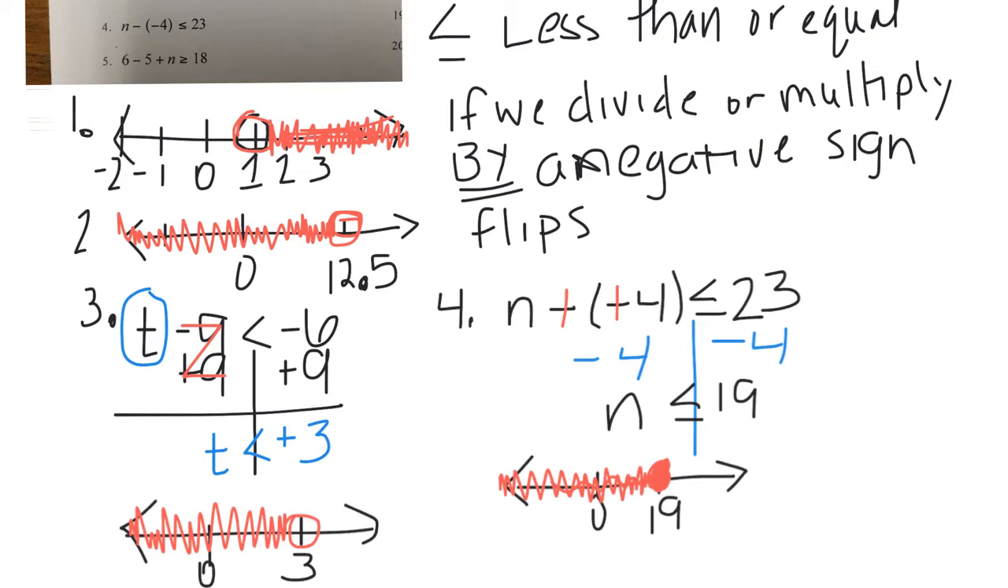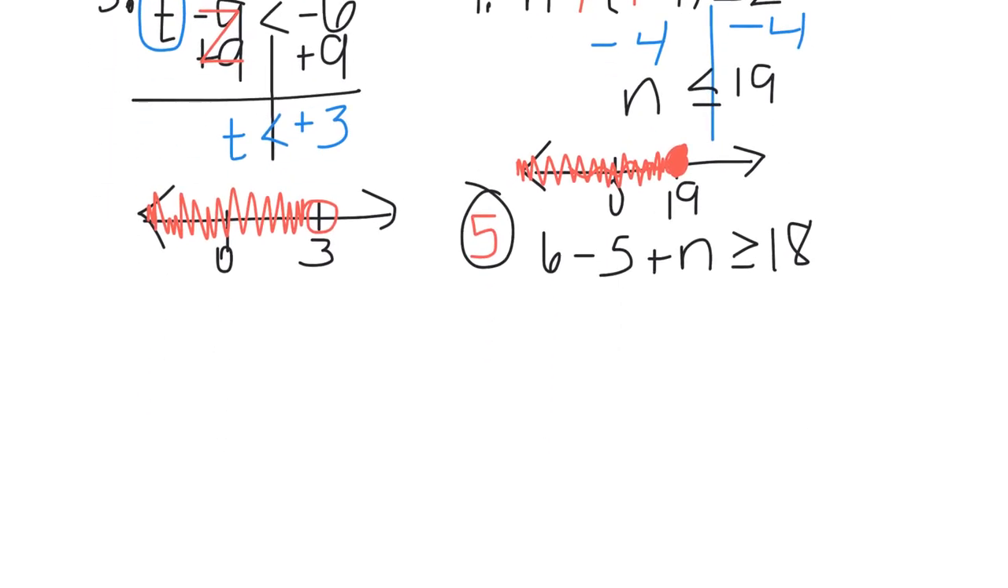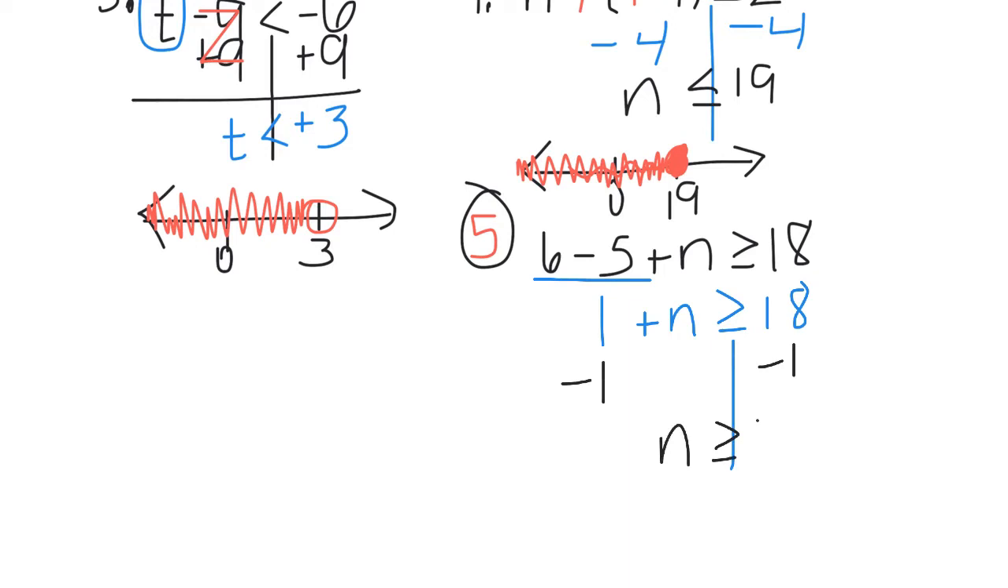Number 5. I'm going to write it here and then I'll move it up. 6 minus 5 plus n greater than or equal to 18. Now here I want to combine like terms first. My like terms are the 6 minus 5, which is 1 plus n greater than or equal to 18. Here's my line that I'm going to work on. Make sure I do everything on both sides of that line. Subtract my 1. n is greater than or equal to 17.